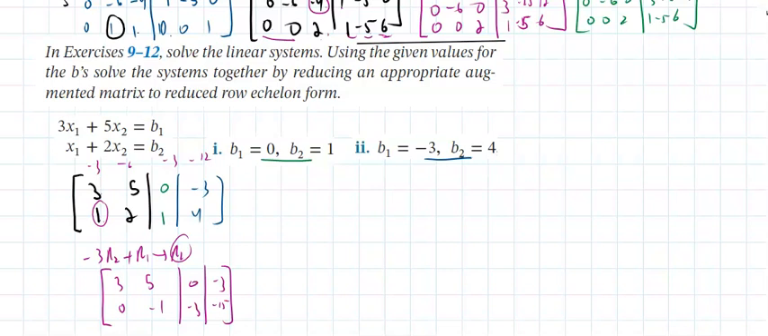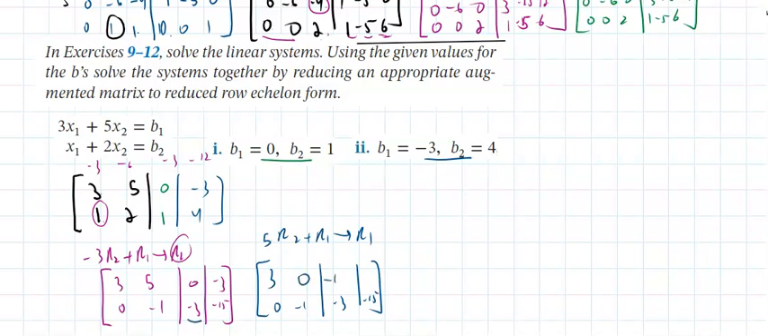Now, if I take 5 row 2 plus row 1 in row 1, so 0 plus 3, that's 3, negative 5, that's 0, negative 15 plus 0 is negative 15, and negative 65, negative 68.